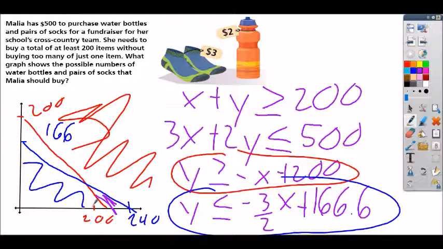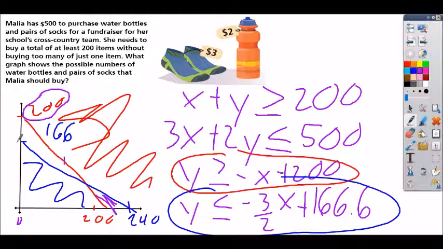And what does this mean? It means I can have y represent water bottles. So this means I could have 200 water bottles and 0 socks. And as I move down, this may be 100 water bottles going this way and 100 socks going this way, until I get down to the very bottom, and this is 200 socks and 0 water bottles. That's what this red line represents. And we can have any item amount over that line.